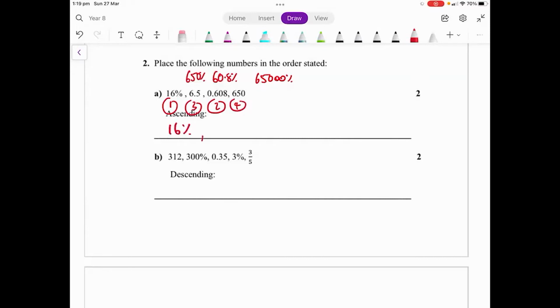However, when we write our answer, we need to use the original numbers given. So it's going to be 16%, 0.608, 6.5, and 650. Question B is very similar.